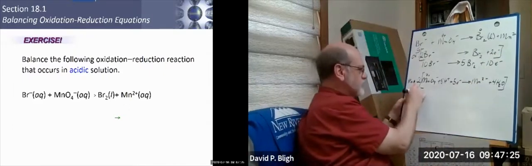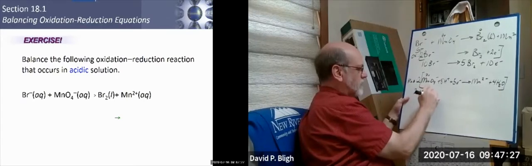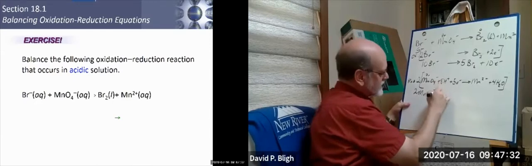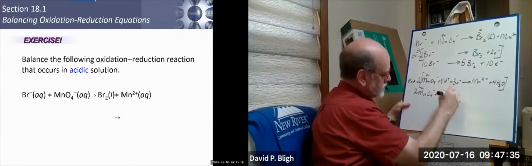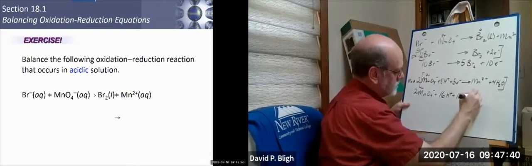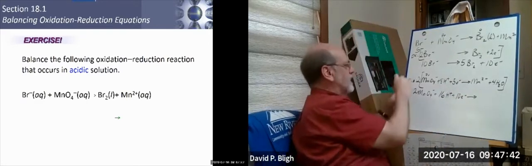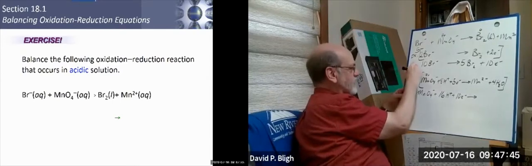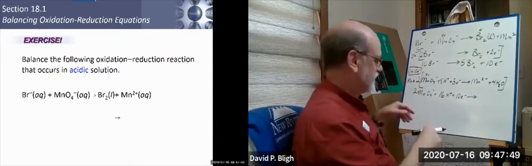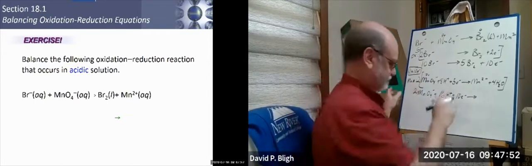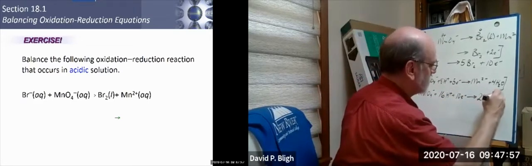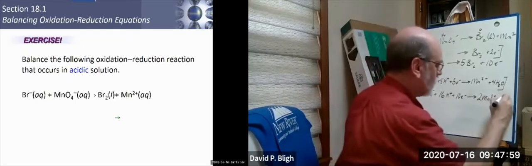And this one we have 2 permanganate ions. We have 16 hydrogens. We have 10 electrons. By the way, n equals 10 electrons, just for later, if you need it. 2 times this, manganese 2+, and 8 waters.